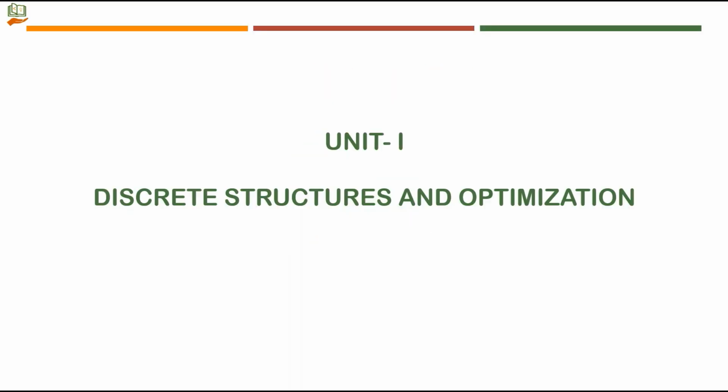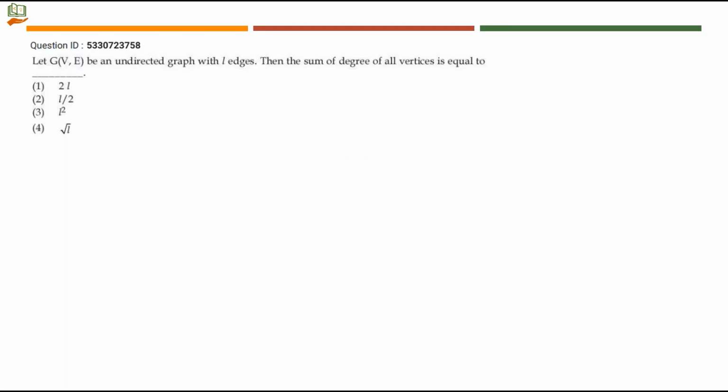Let's solve Unit 1 Discrete Structures and Optimization questions. Let G(V, E) be an undirected graph with L edges. Then the sum of degree of all vertices is equal to.